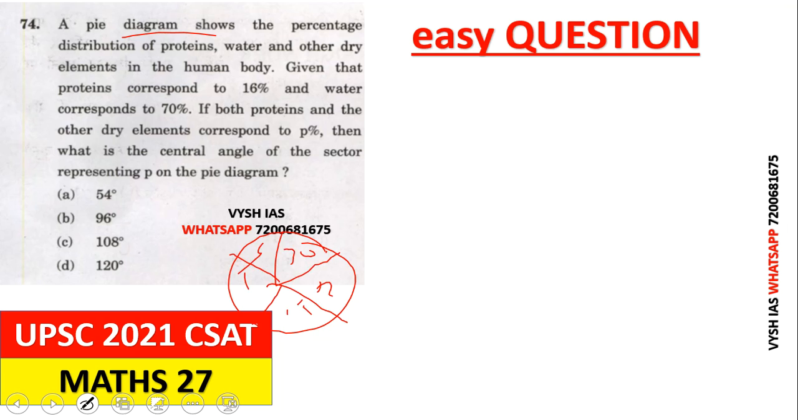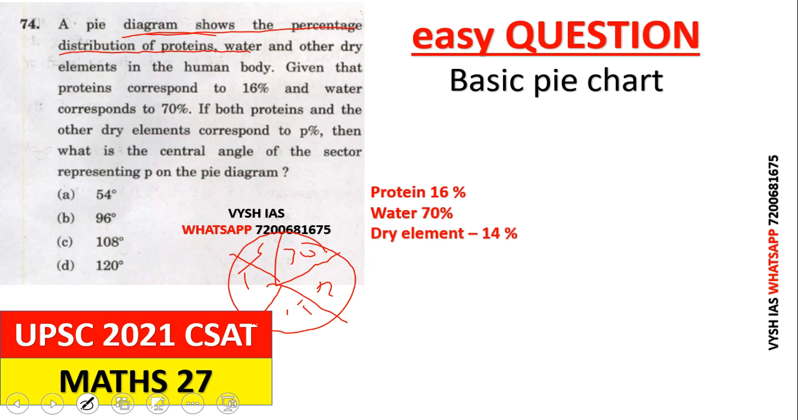In an economic survey and all, you would have seen like this, 30%, this is 12%, this is 15%. This is called a pie chart. So a pie diagram shows the percentage distribution of 3 things: protein, water and dry elements. The total will always be 100%. Whatever you do, when you add this together, it will be 100%. And the center degree is 360 degree. You know the earth, right? 180 degree here, 180 degree here.